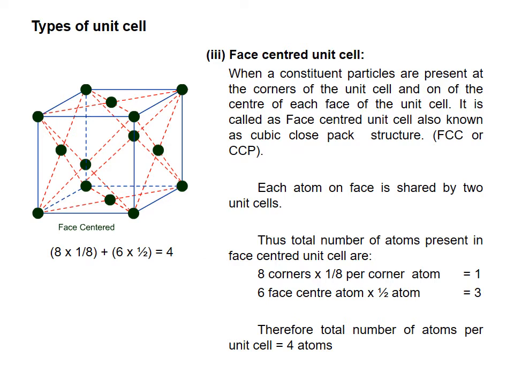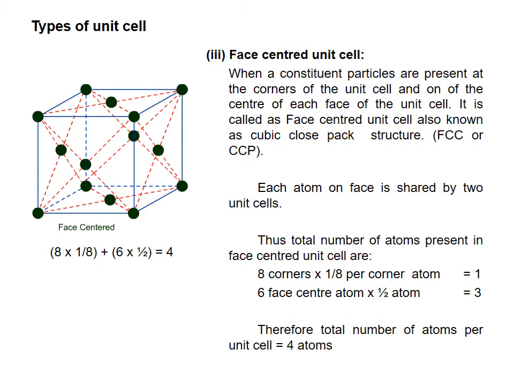As shown in your figure on the screen, the atoms are present on the corners and faces of the unit cell. Like the primitive unit cell, atoms present on the corners are shared by 8 other unit cells when they form a crystal lattice, while atoms present on the faces of the unit cell are shared by only 2 unit cells when they are forming a crystal lattice.